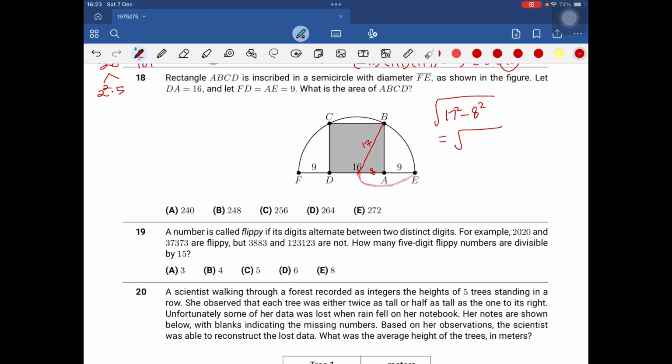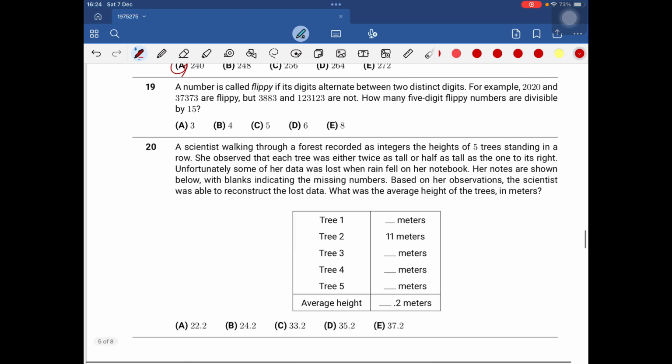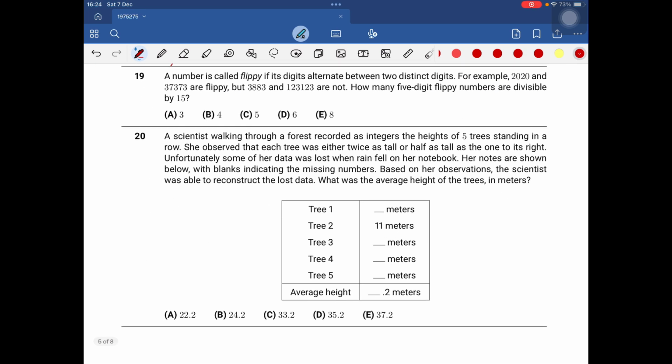So this is 17 plus 8, 17 minus 8, 25, 9, 15. So this is 15. So 15 times 16, okay, 240.